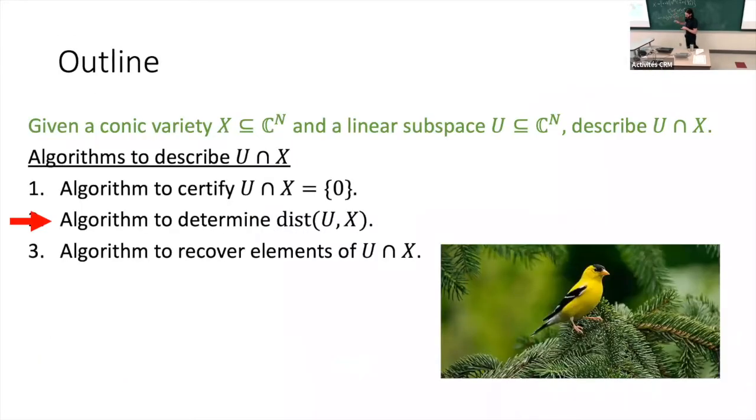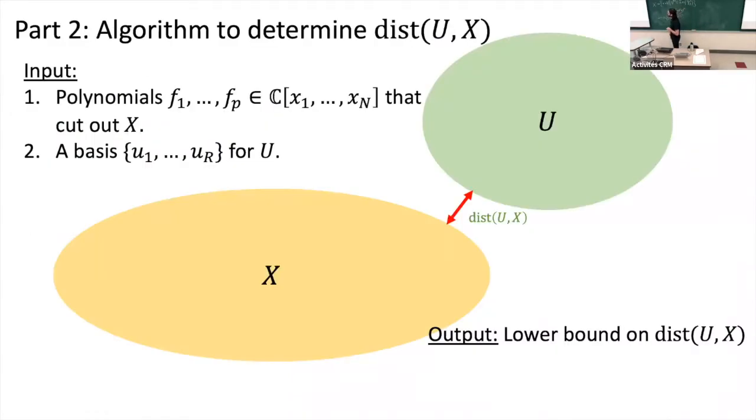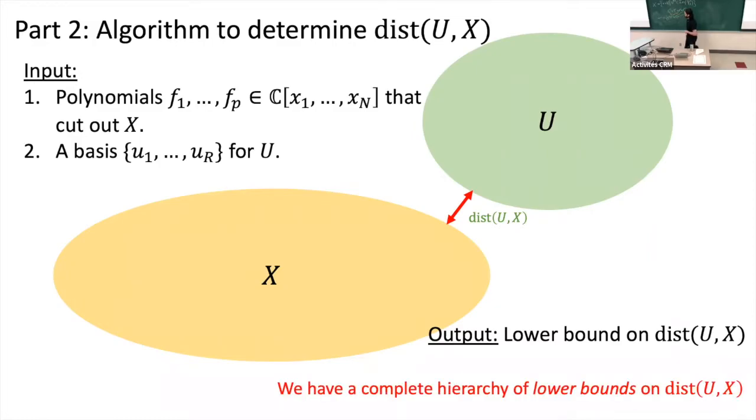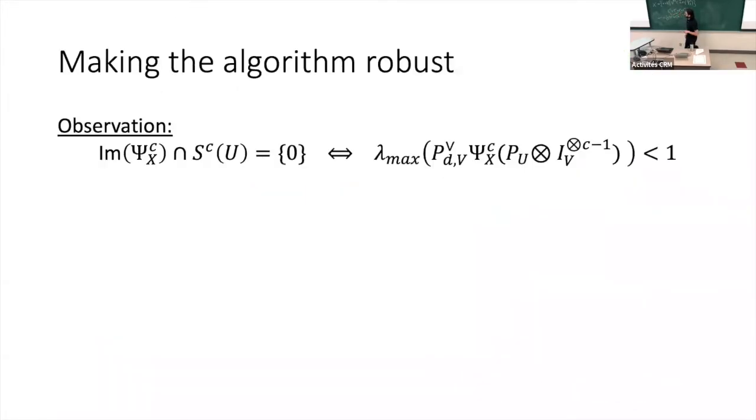So I'm going to move on to determining the distance between u and X. The input is polynomials cutting out X, and a basis for U. You want to output some lower bound on the distance, and we're actually going to get a hierarchy of eigenvalue computations that converge to the distance. To turn this into a robust version, I think of this as a robust version of the Nullstellensatz certificate. We're making this Nullstellensatz certificate algorithm robust.